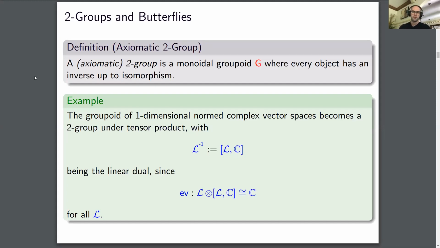It's called the circle two-group. And what it is, the groupoid is one-dimensional normed complex vector spaces. And then the monoidal product is the tensor product. And what we'll note is that everything has an inverse because we can take the linear dual and evaluation here. Remember, these are one-dimensional. So we always have this evaluation map, but here the evaluation map is actually an isomorphism. And so we get this linear dual. We get this invertible multiplication by tensor product.